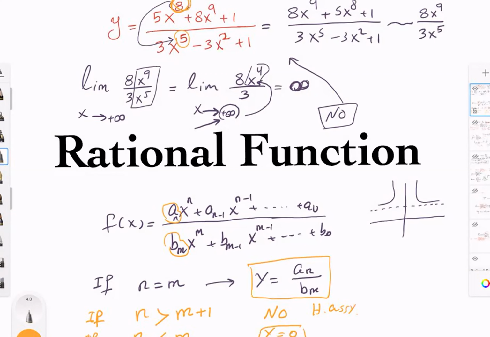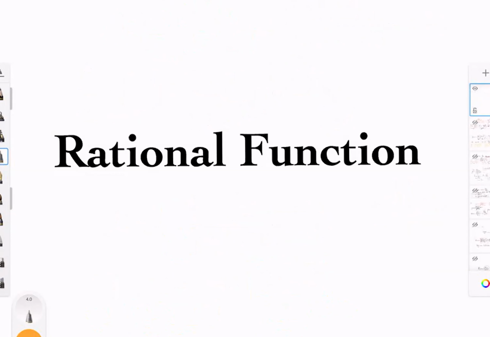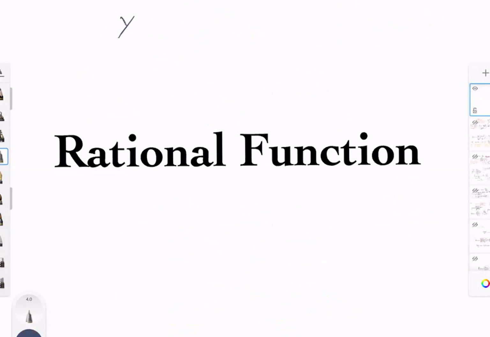Here I said n should be m plus 1. It has to be more than 1 degree. Why is that? In calculus, you are going to learn, for example, y equals 5x cubed plus 3x squared minus 5x plus 1 divided by 3x squared plus 8x squared.